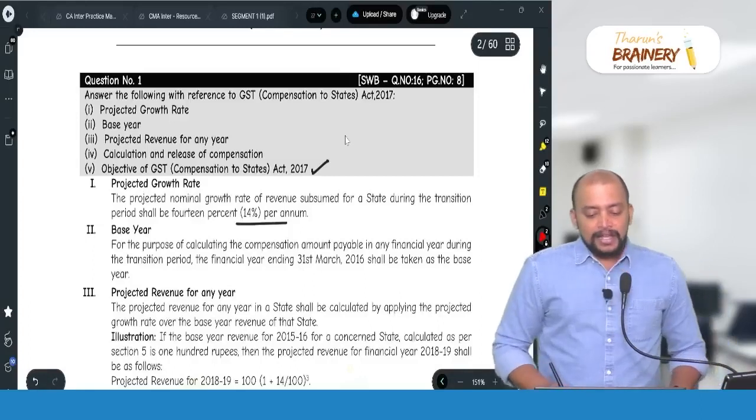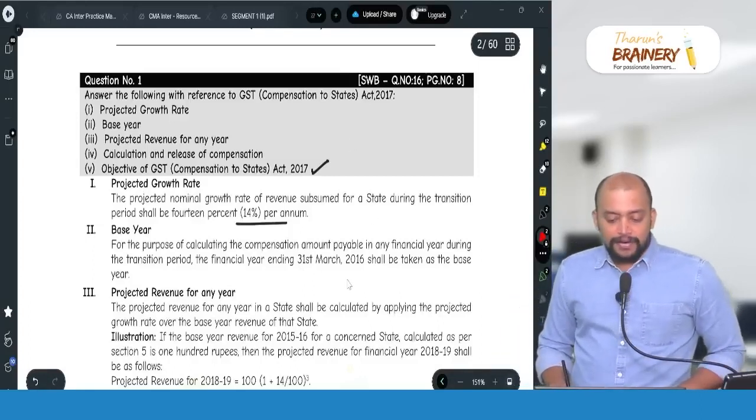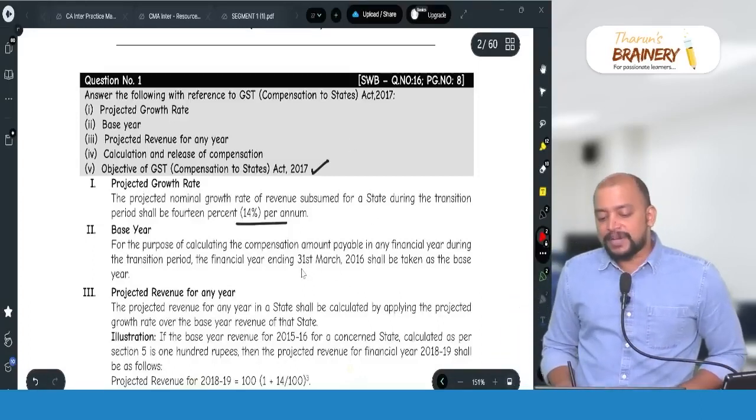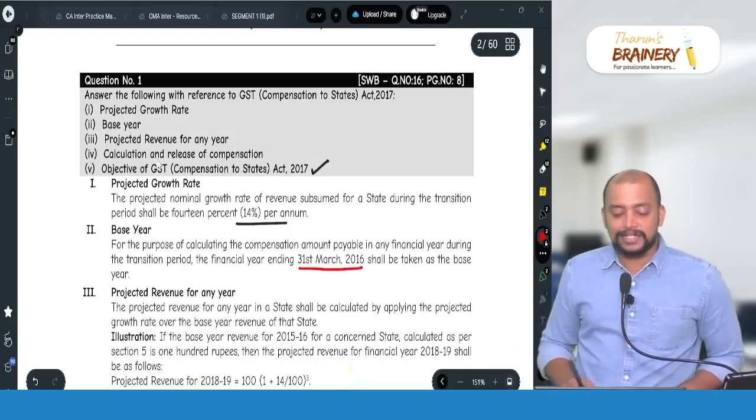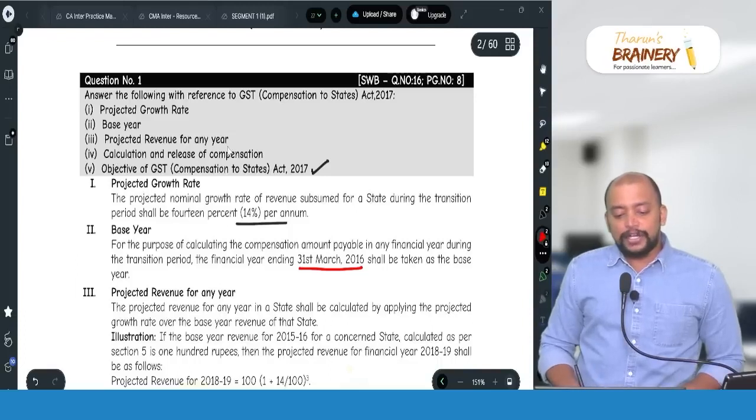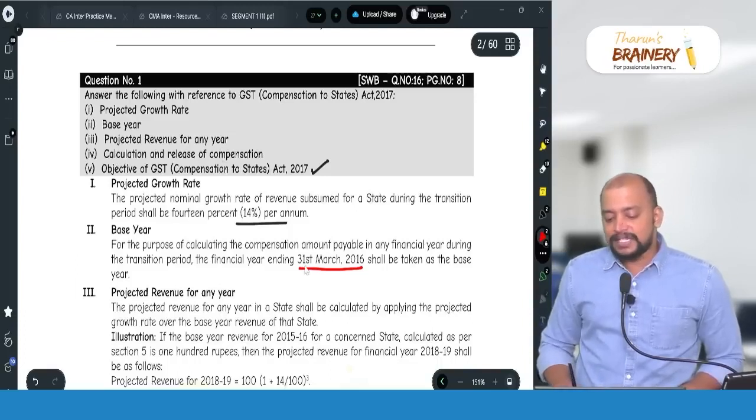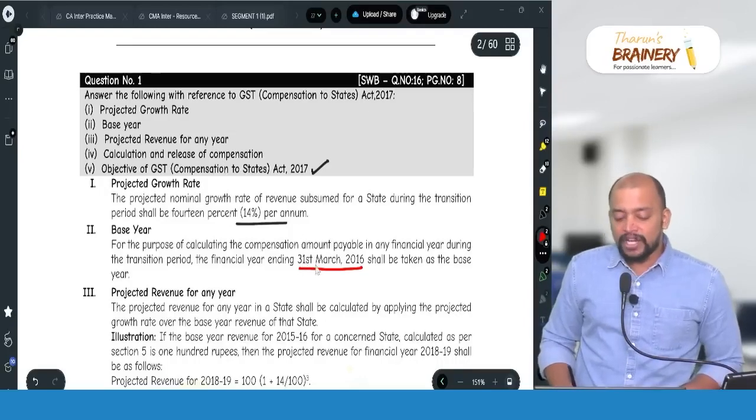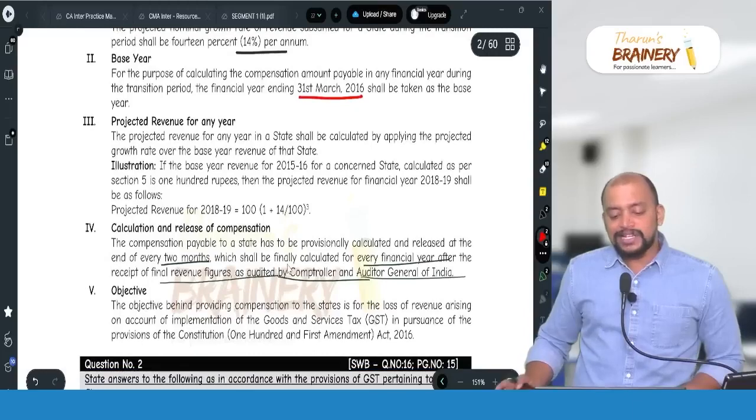And so, this 2015-16 means 31st March 2016, and projected revenue for any year. How to calculate projected revenue for any year? Base year revenue plus 14%, we get the projected revenue. Calculation and release of payment.